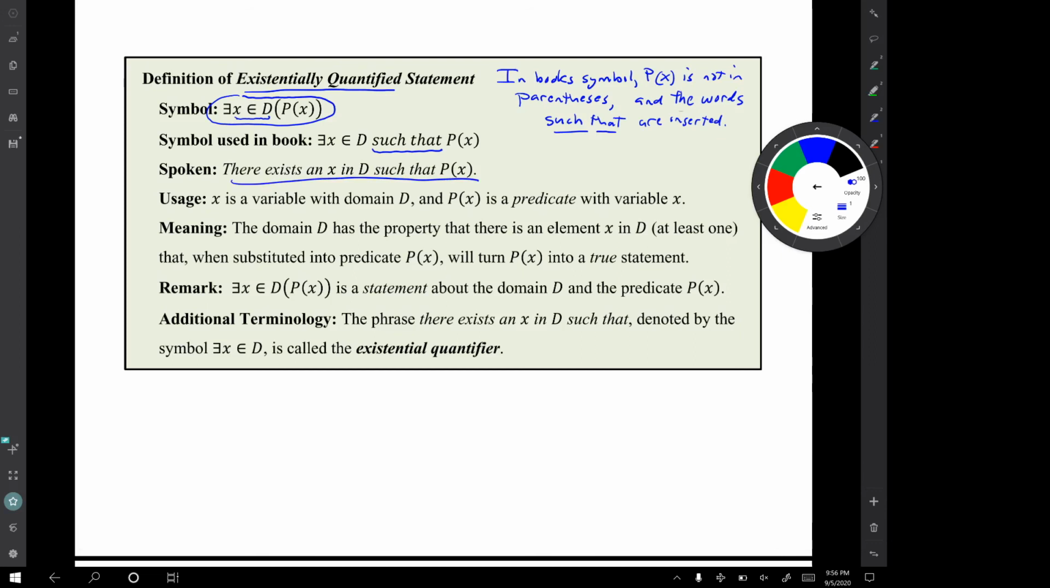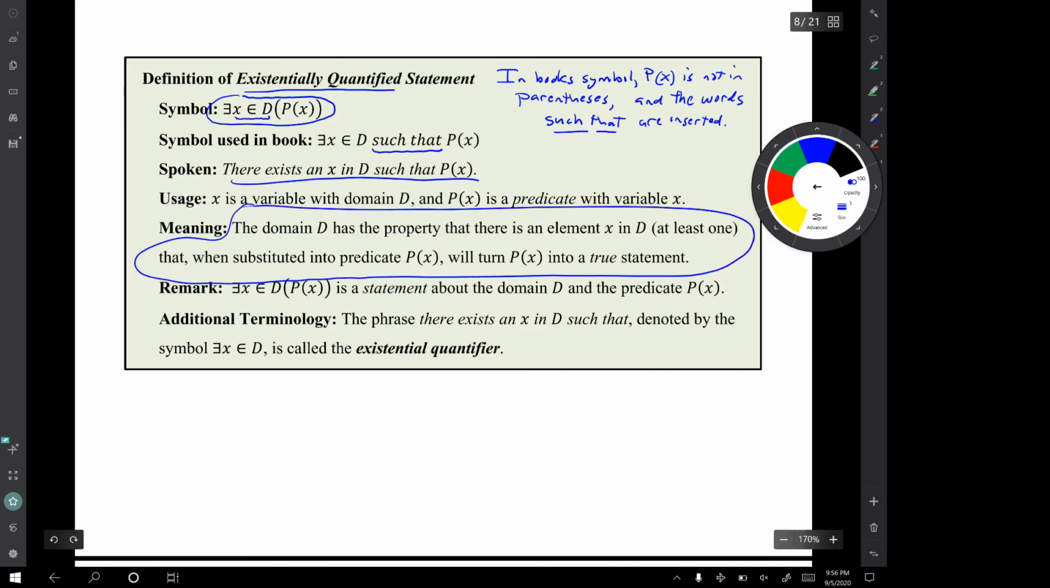Now what's the usage? Well, the usage is the same as with the universally quantified statement. X is a variable with domain D, and P of x is a predicate with variable x. Now what does this symbol mean? It means the domain has the property that there is an element in D, at least one, that when you substitute it into the predicate will make the predicate true. So as we noted with the universally quantified statement, this symbol is a statement, and it's about the domain D and about the predicate.